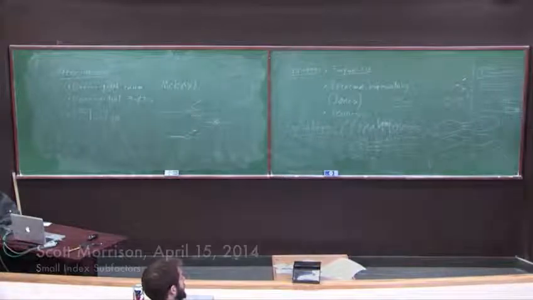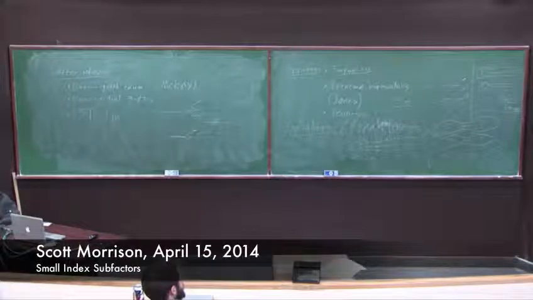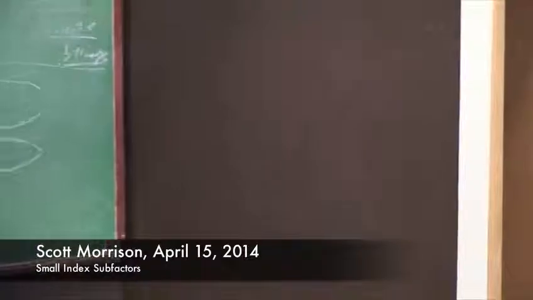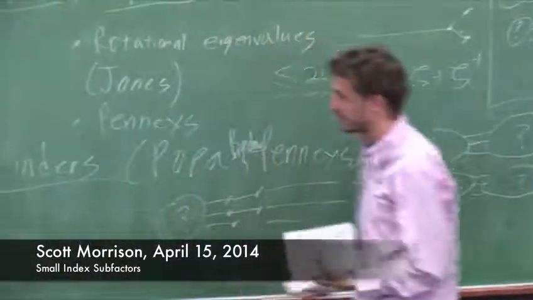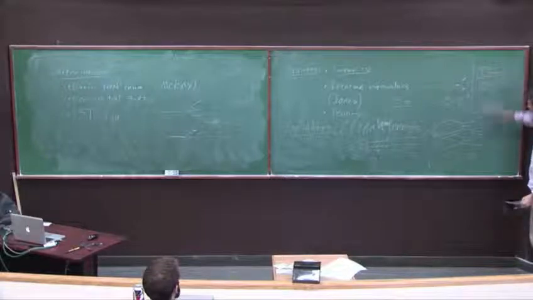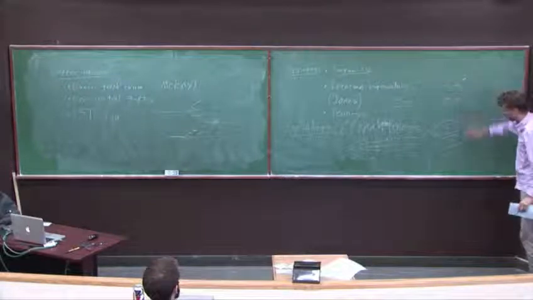The plan for the rest of the time is I'm going to talk very, very briefly about the second half of the problem. Once you've gone through all of this classification of graphs and got down to a finite list of candidate principal graphs for subfactors in the index range you're looking at, you still have to actually construct and classify the subfactors for those principal graphs.